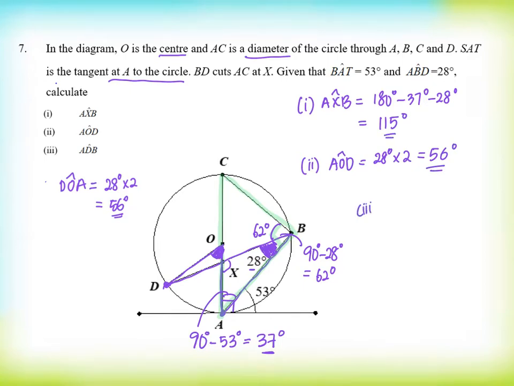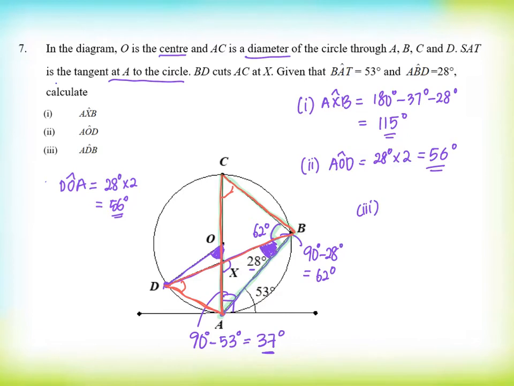Part 3. Find the angle ADB. Where's this angle ADB? Maybe you need to draw a new line, angle AD to B. Now what can I do with this line AD? Now they ask me to find angle ADB. In that case, I can actually form a butterfly over here, angles in the same segment. Angle ADB will be equal to angle ACB.